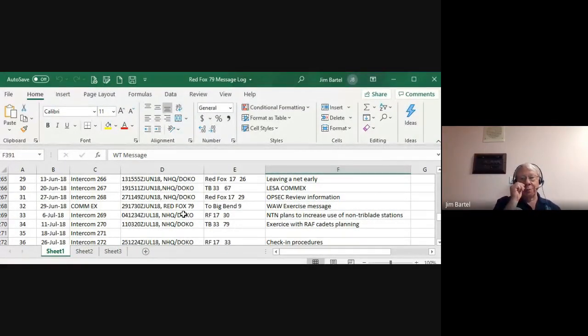And as Major Felber was saying, if it's a mission, you're going to have a log for that mission. So your incoming and outgoing message numbers will be based on your log at the mission. This is my home station log. So these are what I handle here.